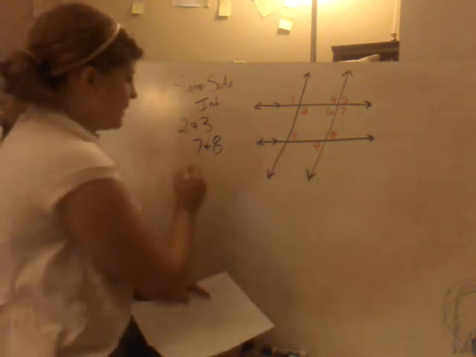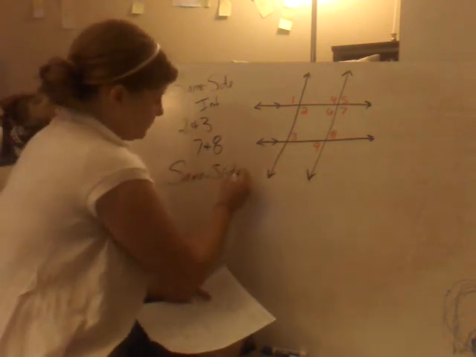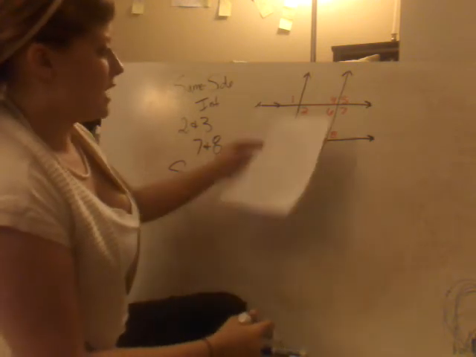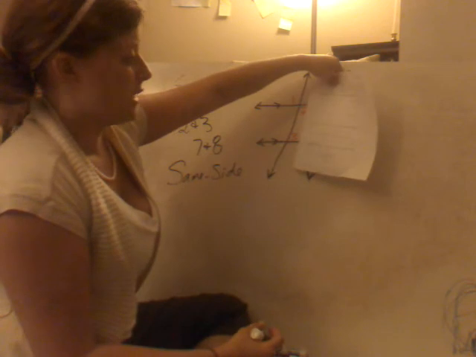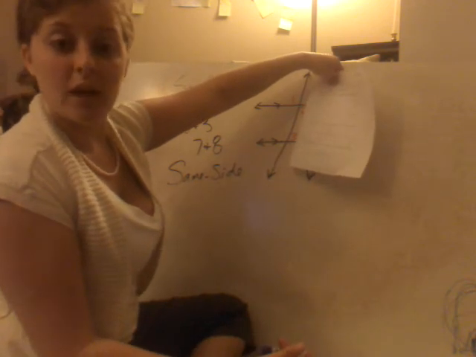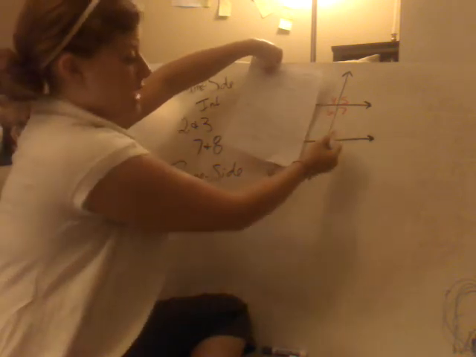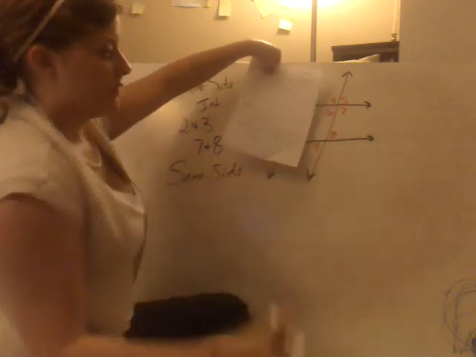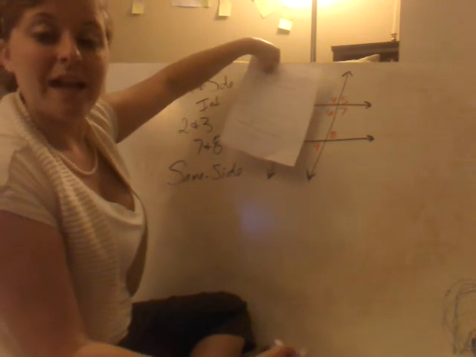Now, same side exterior. So I need outside the parallel lines. So if I look at my first transversal, I only have one exterior angle anyway, so that one's already out. I look over here. 4 and 9 are both outside the parallel lines and on the same side of the transversal. So same side exterior angles. 4 and 9 win.